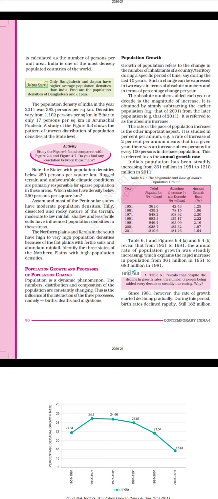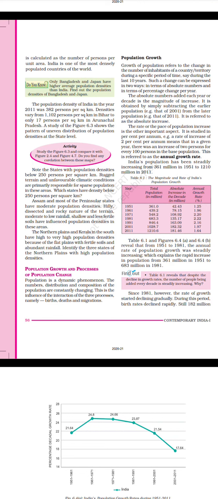The rate or the pace of population increase is the other important aspect. It is studied in percent per annum. For example, a rate of increase of 2% per annum means that in a given year there was an increase of 2 persons for every 100 persons in the base population. This is referred to as the annual growth rate. India's population has been steadily increasing from 361 million in 1951 to 1210 million in 2011.